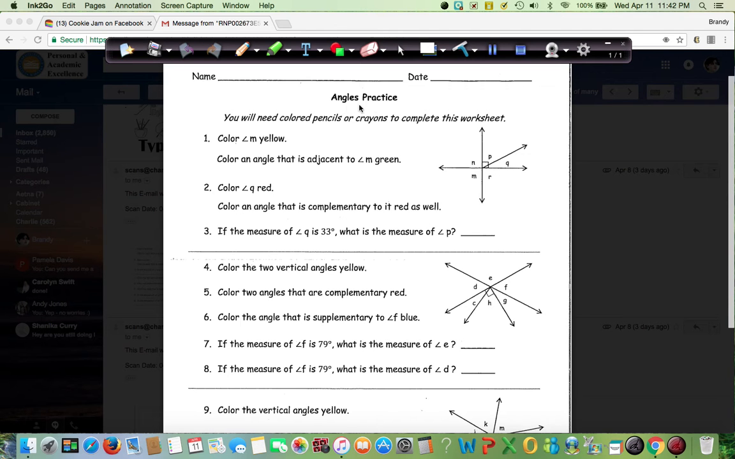Hello and welcome. Angles practice. So you will need colored pencils or crayons to complete this worksheet.